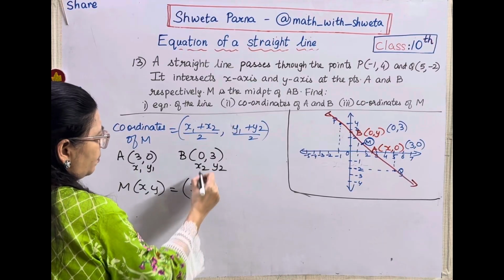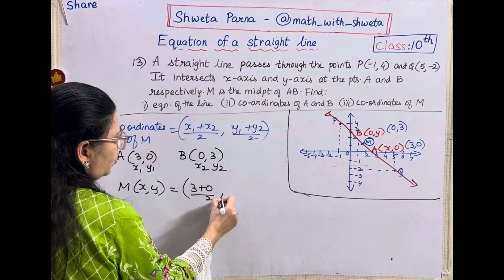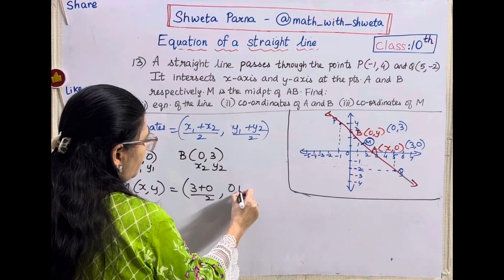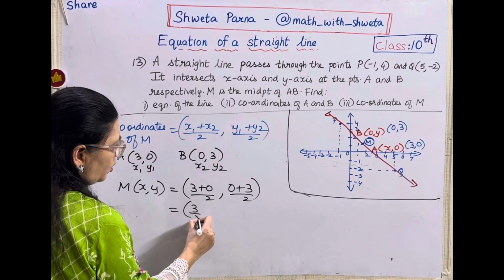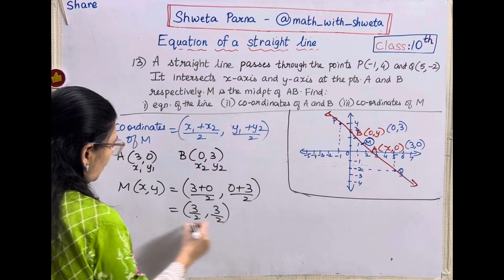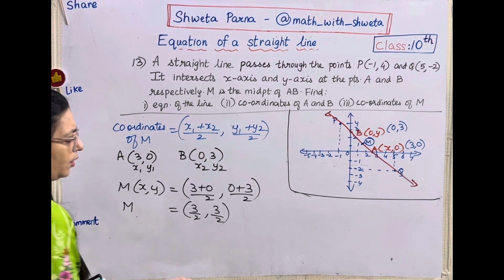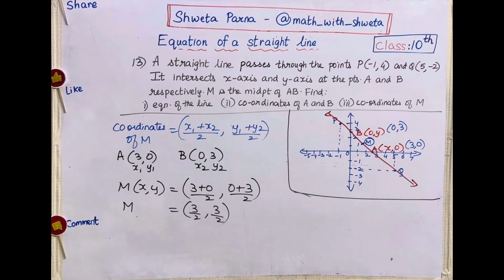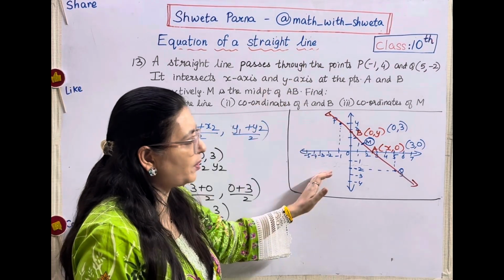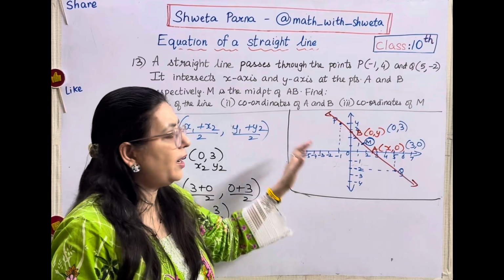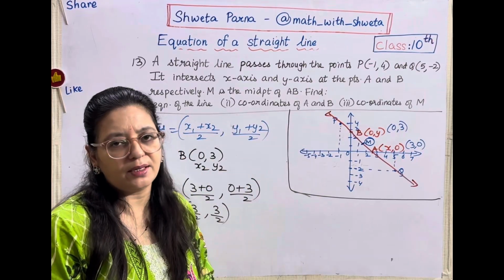x1 is 3 plus 0 upon 2, y1 is 0 plus 3 upon 2. This will become 3 upon 2 and 3 upon 2. So this is the coordinate for point M. I hope it's clear. Yes, always the easier method is to represent it in the form of a graph, and then you will understand the question better.